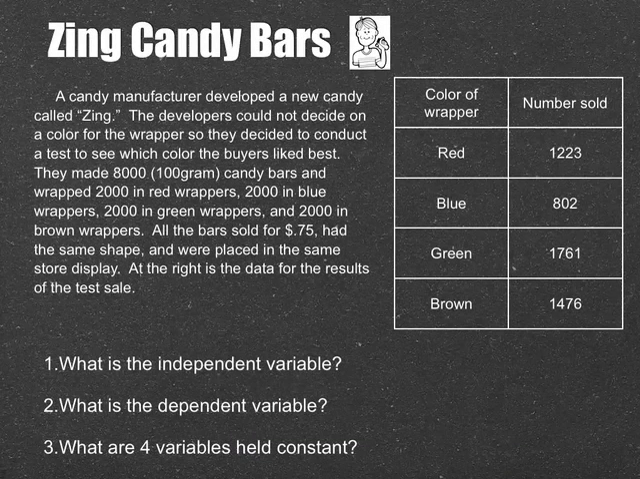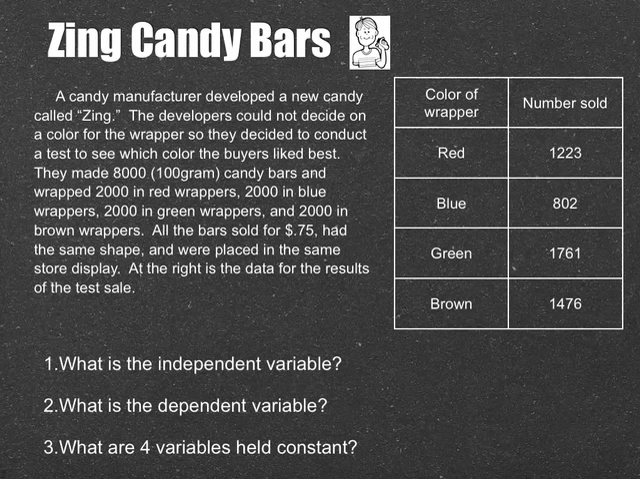A candy manufacturer developed a new candy called Zing. The developers could not decide on a color for the wrapper, so they decided to conduct a test to see which color the buyers liked the best. They made 8,000 100-gram candy bars and wrapped 2,000 in red wrappers, 2,000 in blue wrappers, 2,000 in green wrappers, 2,000 in brown wrappers, and all of the bars sold for 75 cents, had the same shape and were placed in the same store display. And at the right, you see the data for how many were sold.